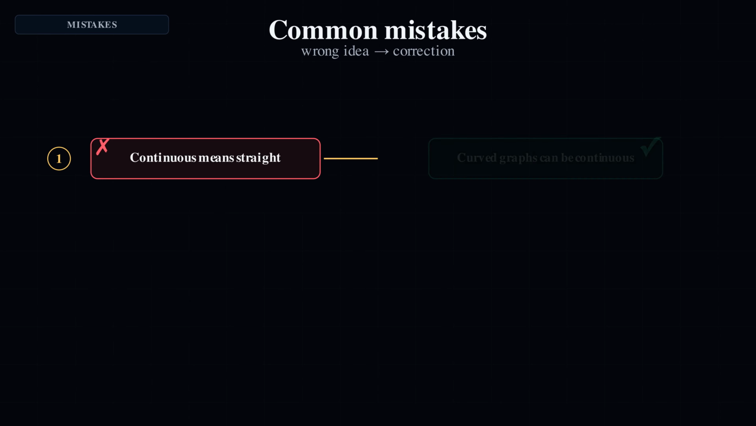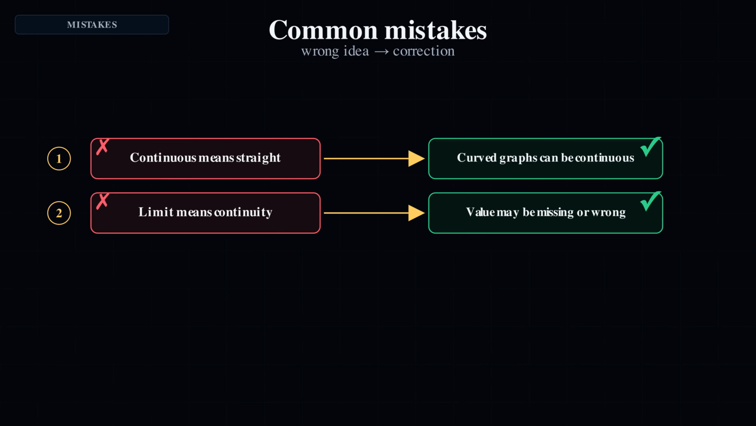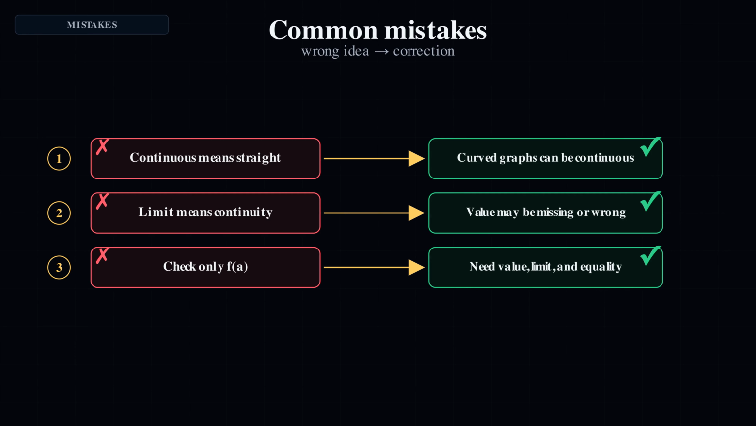Let us correct 3 common mistakes. Mistake 1. Thinking continuous means the graph is always a straight line. Correction. Curved graphs can also be continuous. Mistake 2. Thinking a limit automatically means continuity. Correction. The limit may exist, but the function value may be missing or wrong. Mistake 3. Checking only the function value. Correction. Continuity needs the function value, the limit, and equality between them.